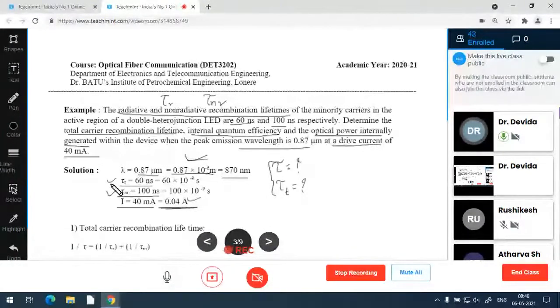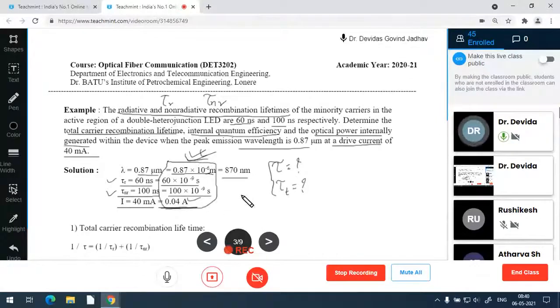Tau r, the radiative recombination lifetime, is 60 nanosecond, that is 60 × 10^-9 second. Nano means 10^-9 second. 100 nanosecond means tau nr is 100 × 10^-9 second. And I is 40 milliampere, I is 0.04 ampere. So these are the values that we take into calculation, which we can substitute.